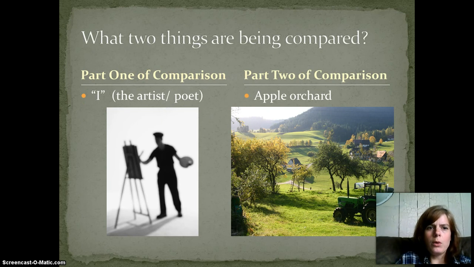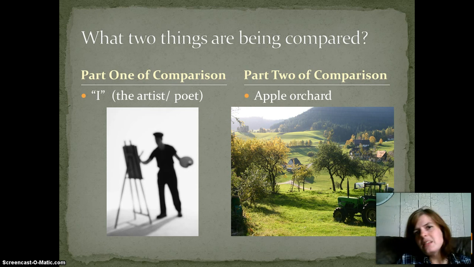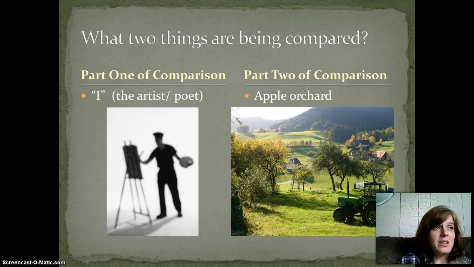Then the second part of the metaphor is "I am apple orchard." What two things are being compared? "I," who is the speaker of the poem, and I know because I've read the poem and I have the context that he's artistic, creative, a little mischievous, and he wants to tear down the wall. He's the traditional artistic, poetic personality, and he's comparing himself to an apple orchard. I pulled up a picture of an apple orchard here for you, and you can see the difference between an apple orchard and a pine forest. Apple orchards are messier and less predictable. They don't go in straight lines.